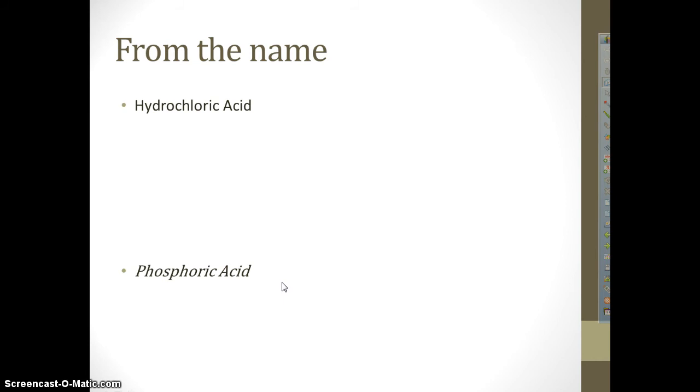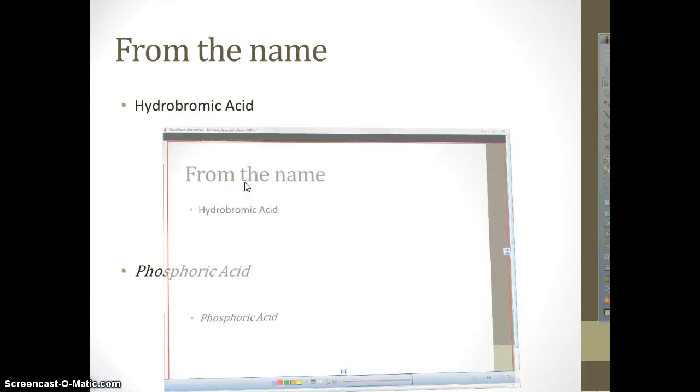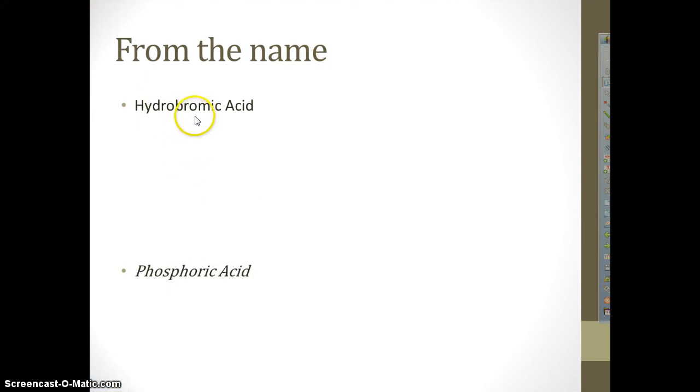So let's go ahead and name from the formula. Okay, so we're going to look at 2 examples. We're going to write out the formula for these. So my first one, hydrobromic acid, so there's no oxygen in here because I have hydro or hydrogen named. So I know in my formula I'm going to have a hydrogen. So then I also know that I have whatever bromic, which would refer to bromide or bromine.